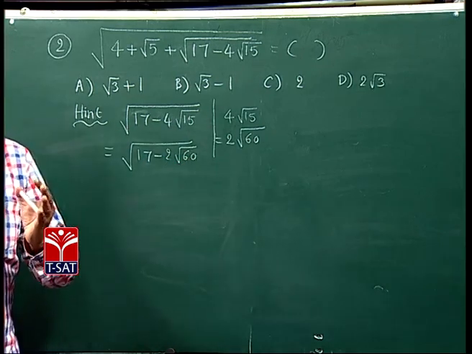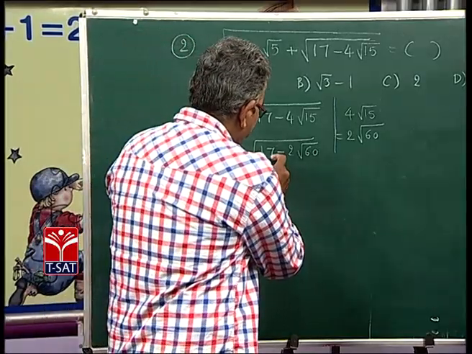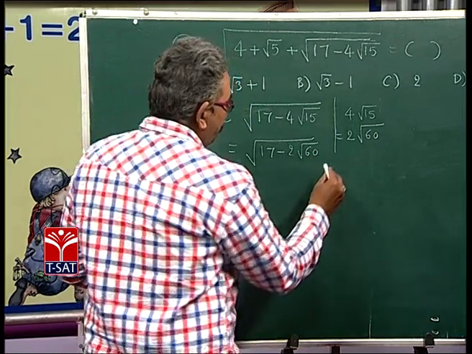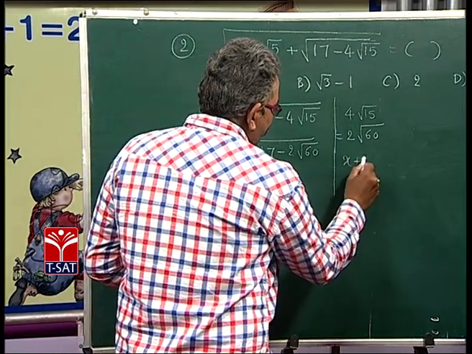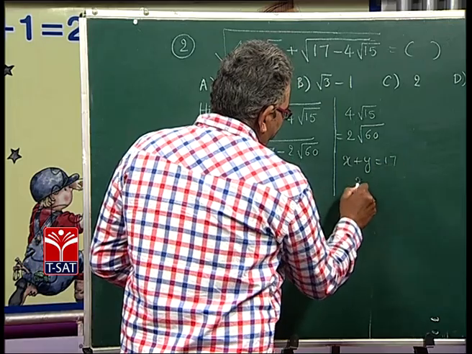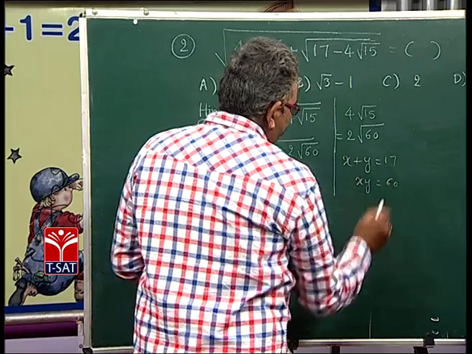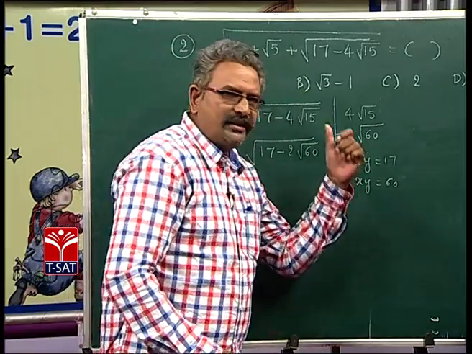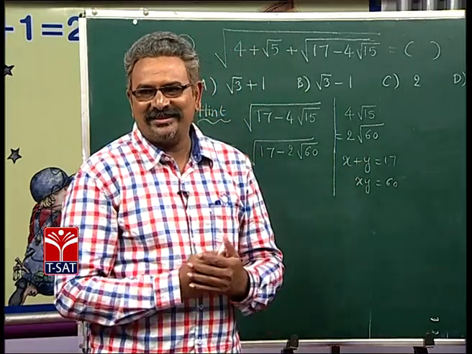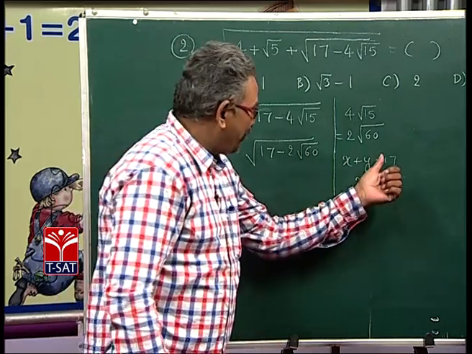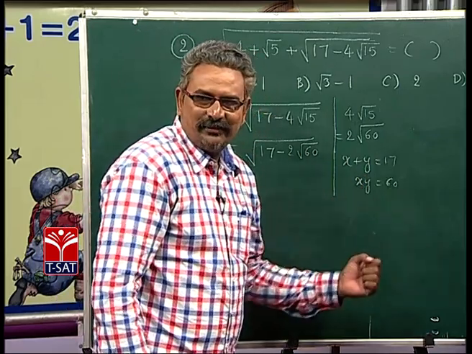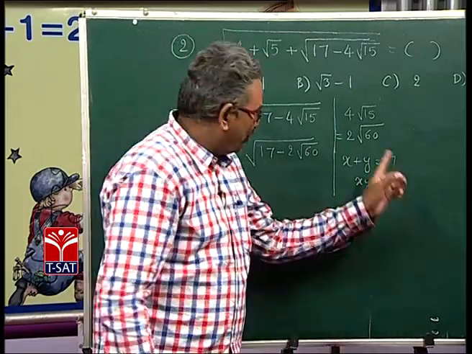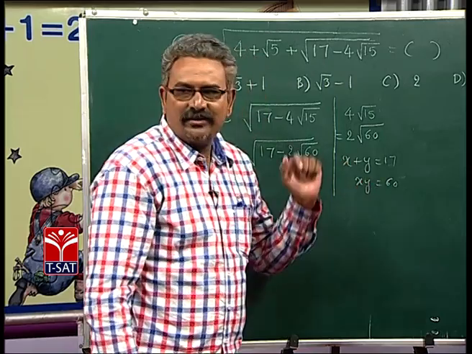Now we have to check for x plus y equal to 17 and xy equal to 60. See, x plus y is equal to 17, xy is equal to 60. The sum of two numbers is equal to 17, whose product is 60. What are such numbers? They are nothing but 12 plus 5, 12 into 5. Am I correct? So I need not write once again. The x value is 12, the y value is 5.